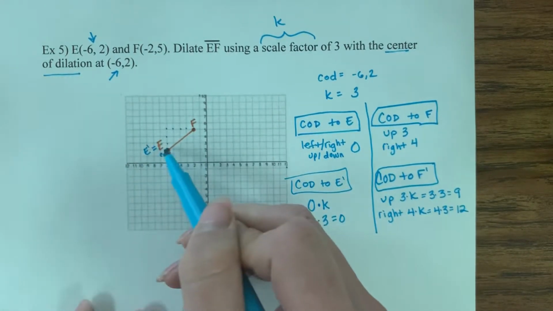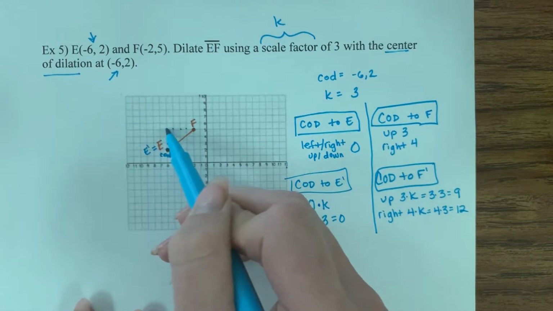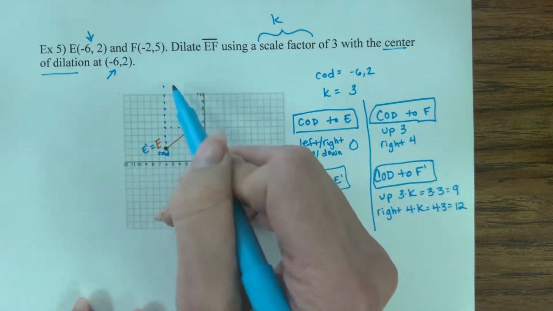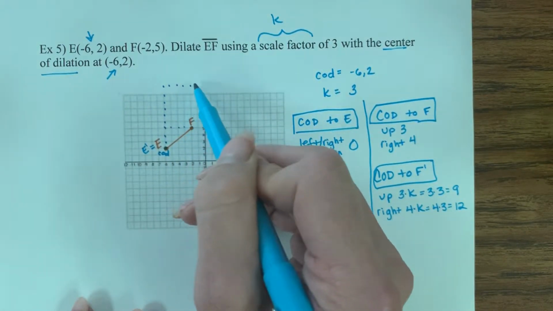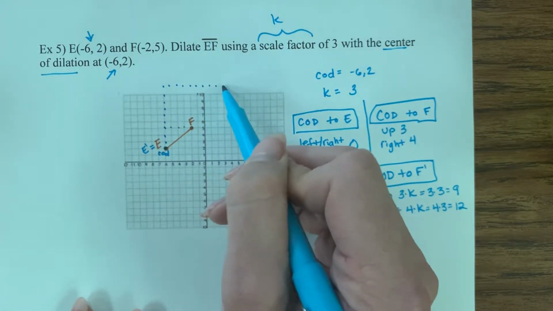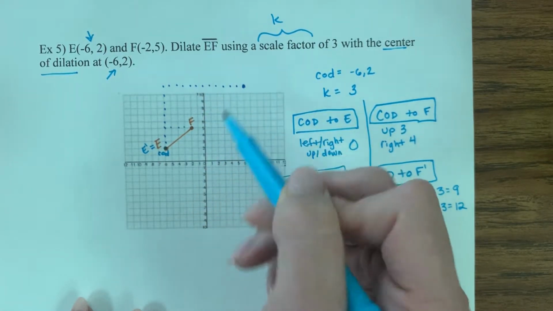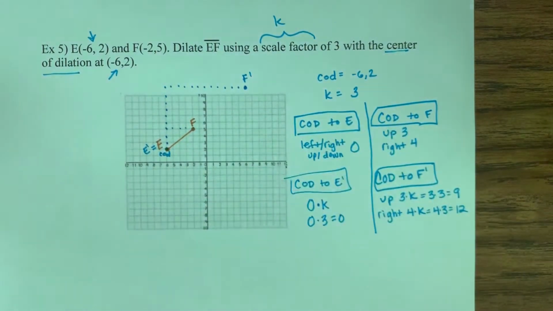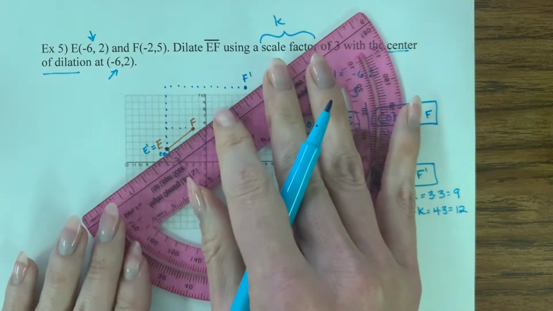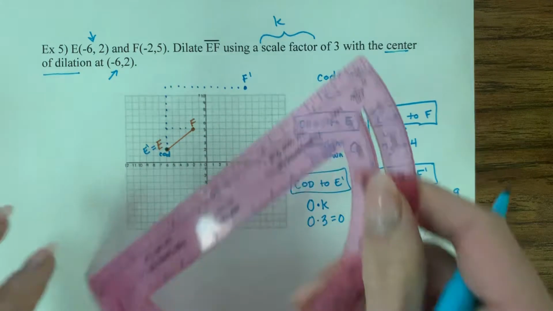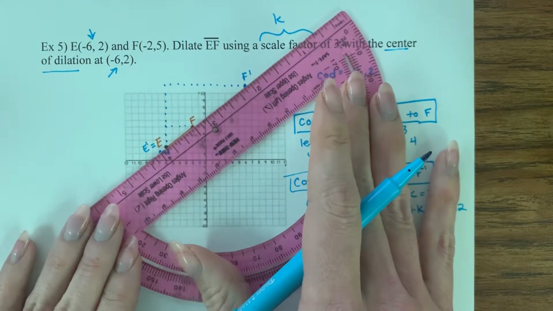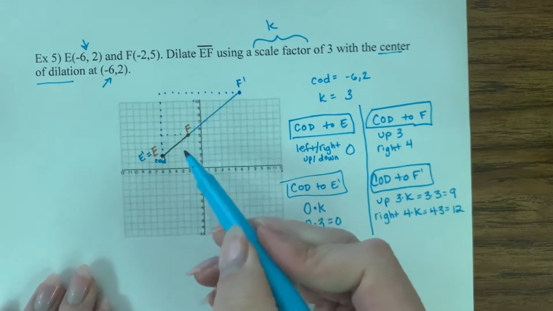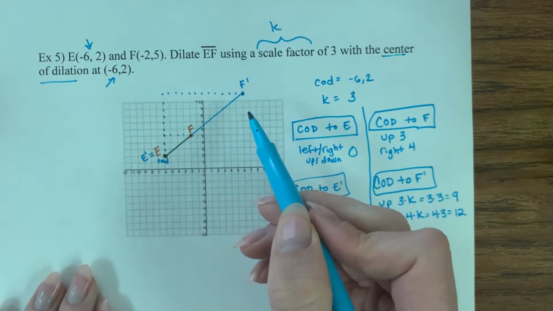So starting at the center of dilation, I'm going to go up 9. 1, 2, 3, 4, 5, 6, 7, 8, 9. And then I'm going to go to the right 12. 1, 2, 3, 4, 5, 6, 7, 8, 9, 10, 11, 12. So that point is going to be F prime. And now if you actually draw your line from E prime to F prime, sorry, I have to flip this over. This is an example. You see how I drew over my original line?